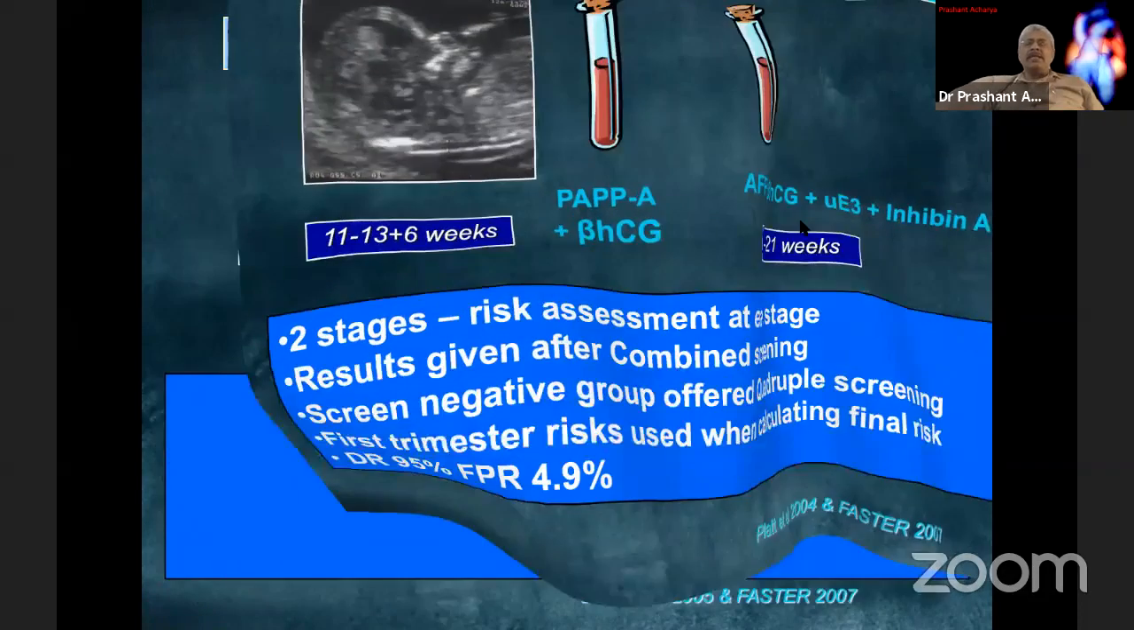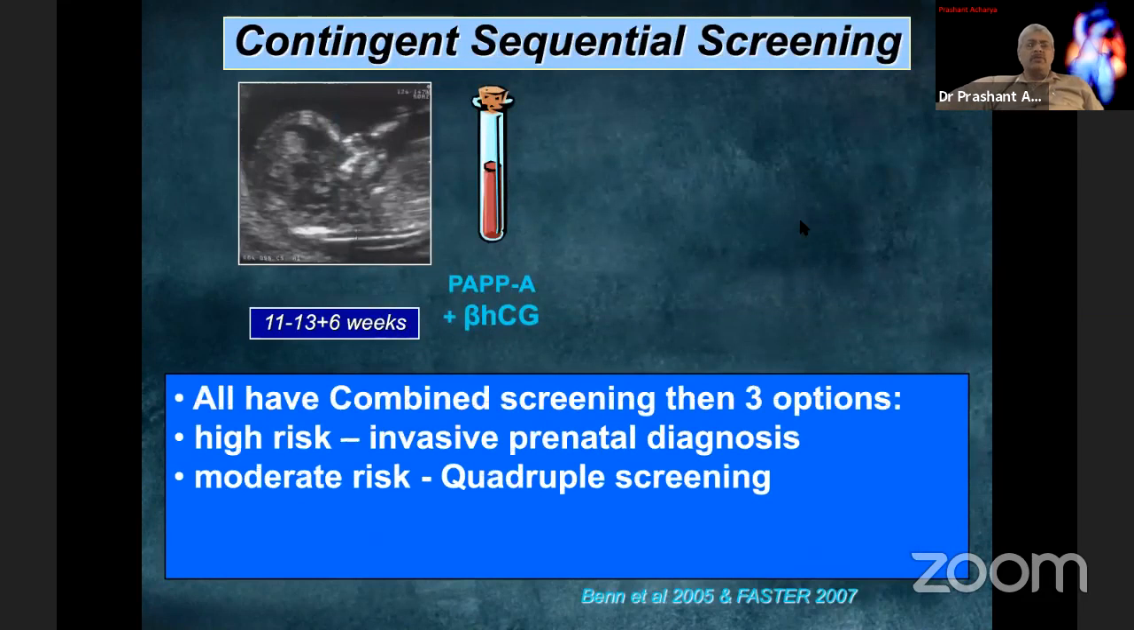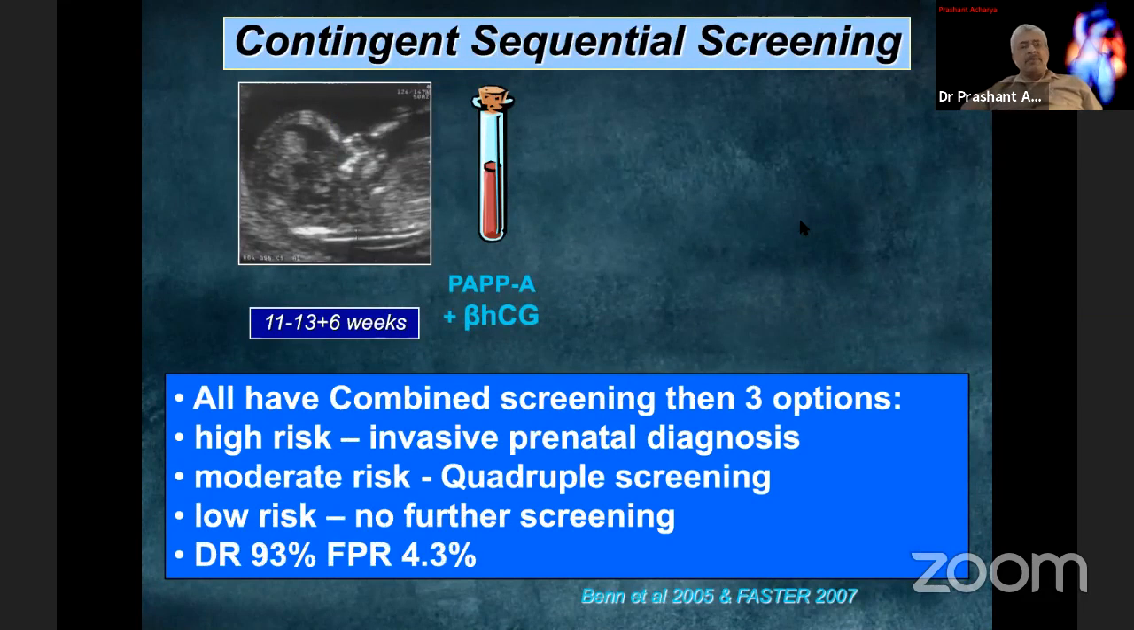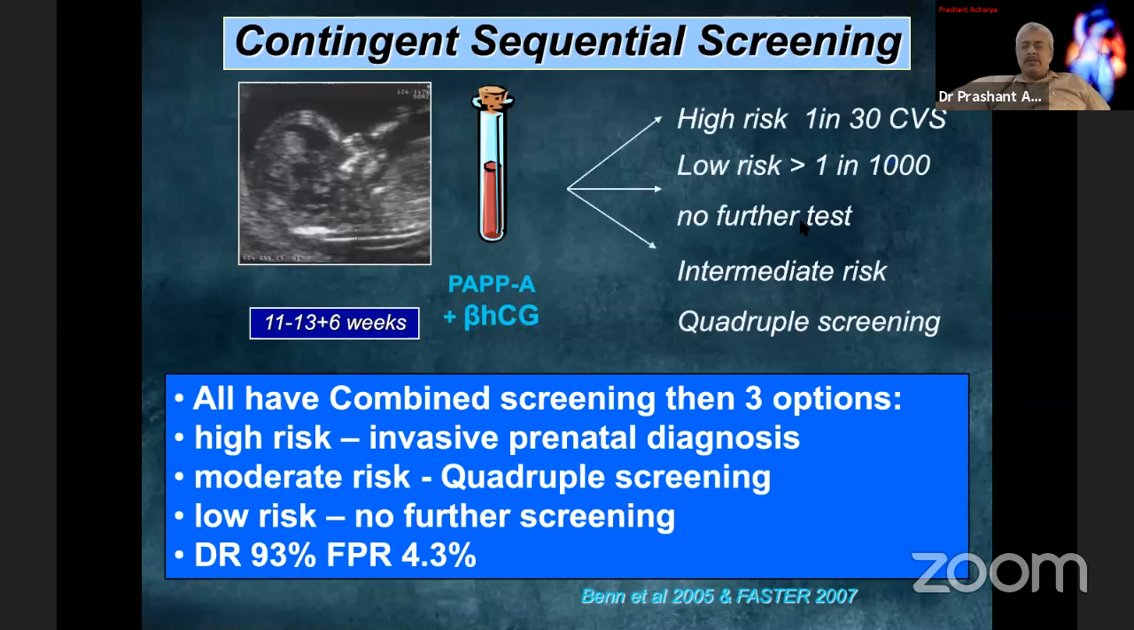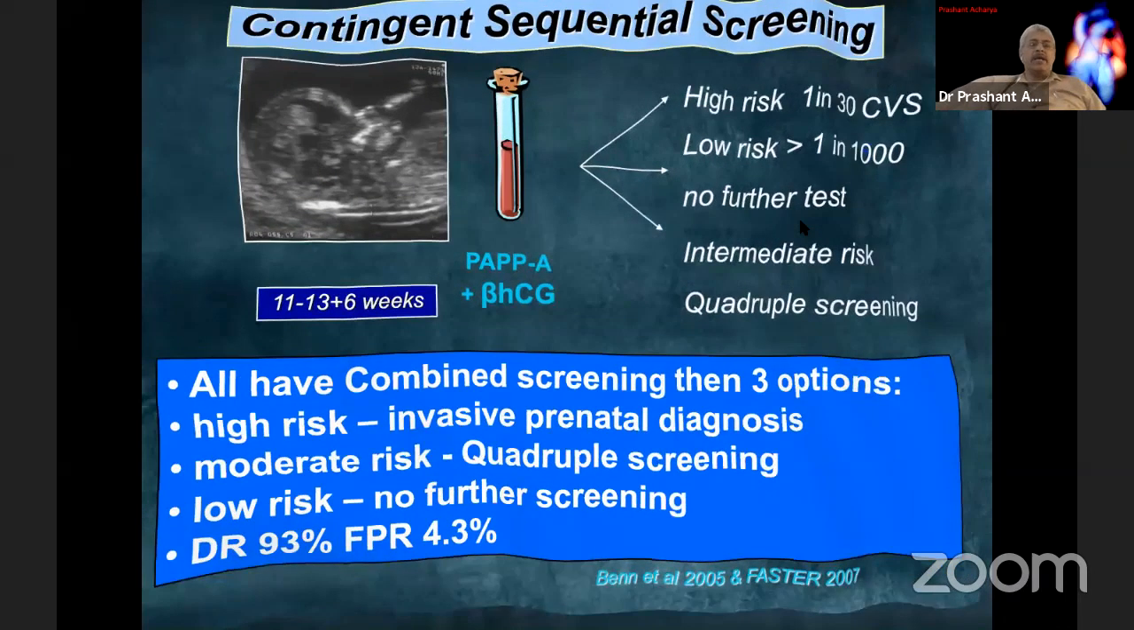And contingent sequential screening is what? You don't disclose your first trimester result to the couple. You ask her to come for second trimester quadruple screening also, and then you do it. That's where you do contingent sequential screening. High risk, 1 in 30, CVS straight. Low risk, 1 in 1000, nothing, no further test. Intermediate risk, quadruple screening, and then you give her further testing if required.